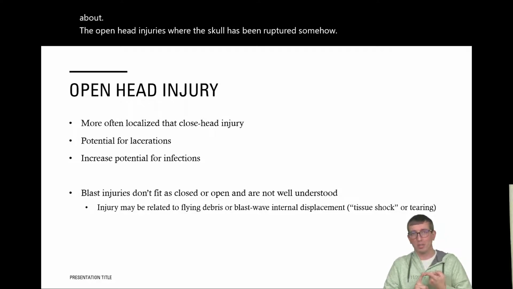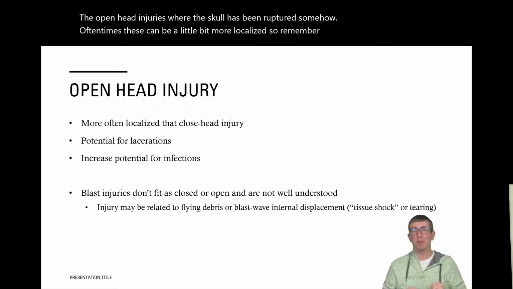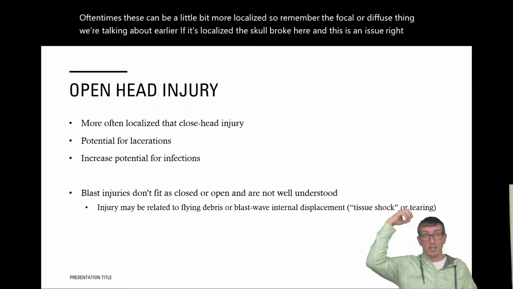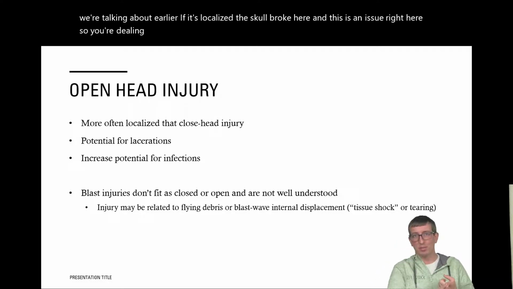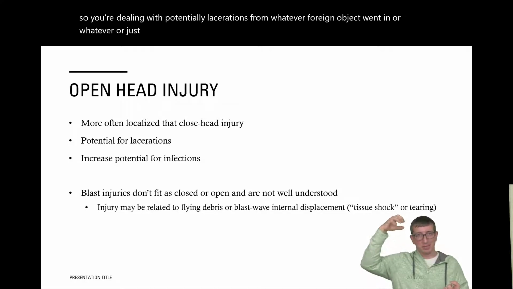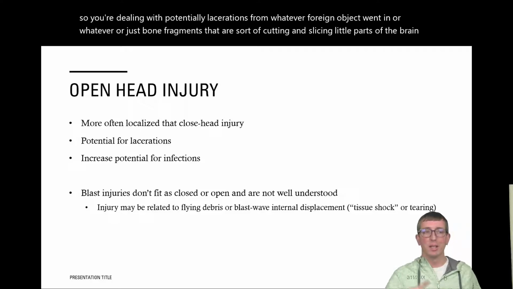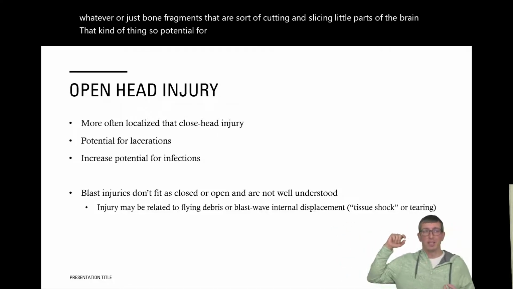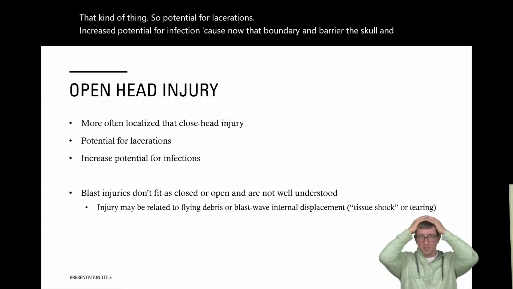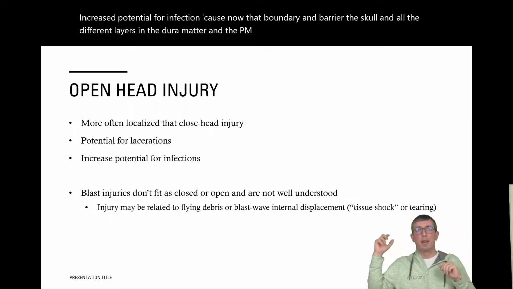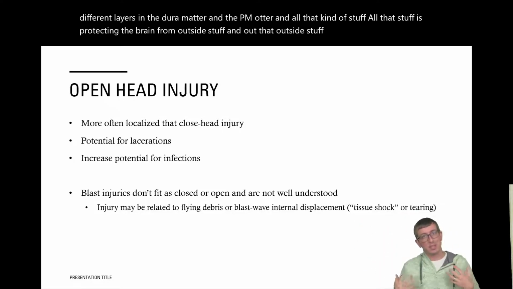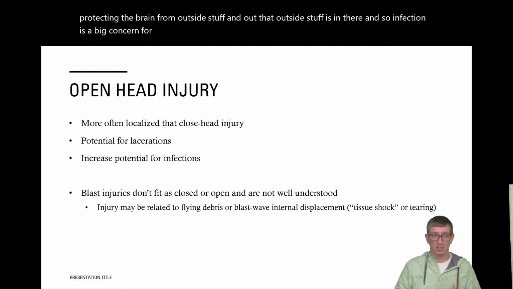Oftentimes these can be a little bit more localized. So remember the focal or diffuse thing we were talking about earlier? If it's localized, the skull broke here, and this is an issue right here. So you're dealing with potentially lacerations from whatever foreign object went in, or just bone fragments sort of cutting and slicing little parts of the brain. So potential for lacerations. Increased potential for infection, because now that boundary and barrier of the skull and all the different layers in there, the dura mater and the pia mater, all that stuff is protecting the brain from outside stuff, and now that outside stuff is in there, and so infection is a big concern for open head injuries.